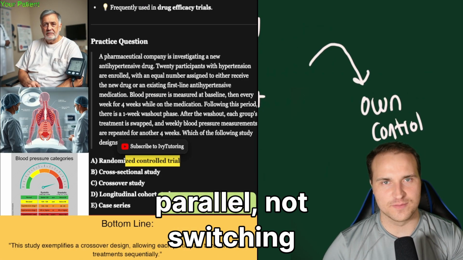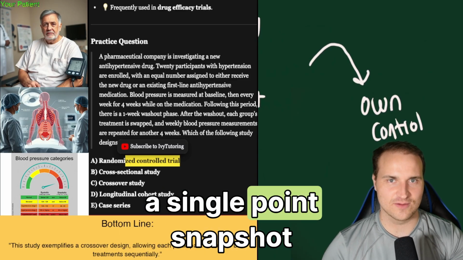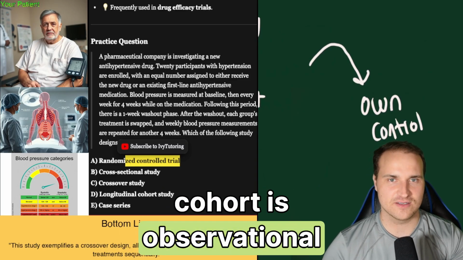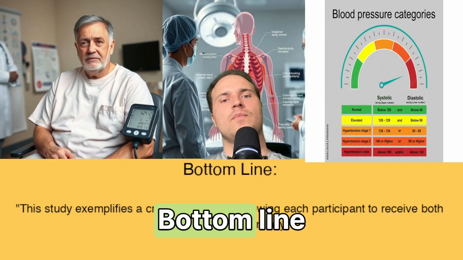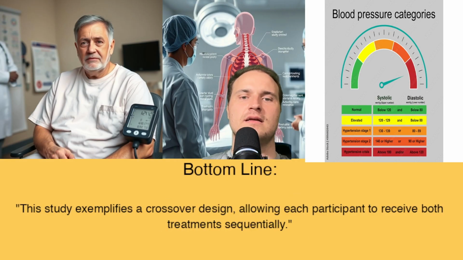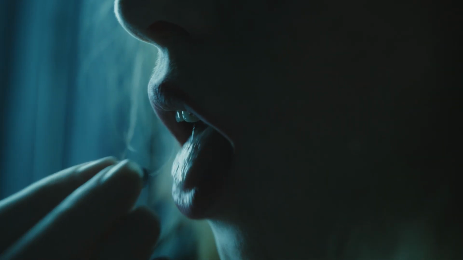RCTs compare groups in parallel, not switching treatments. Cross-sectional is a single point snapshot. Cohort is observational. Case series is just descriptive. Bottom line, crossover design allows each participant to receive both treatments sequentially.